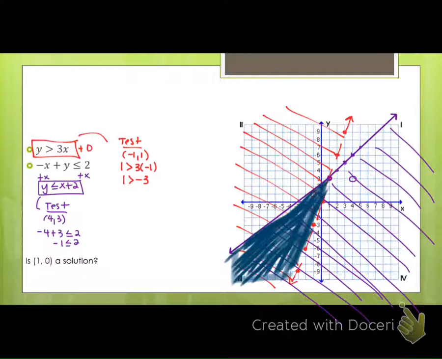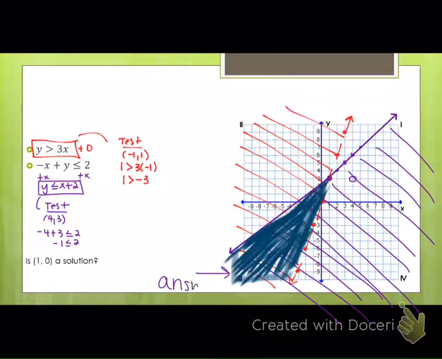Again, if you're not very good at shading and you need to draw an arrow that says answer, do that. I think I forgot to do this part on the last one, so I need to go back. Okay, so we tested it. -1 is less than 2. So that point is over here, and that's true, so we shade it below here.